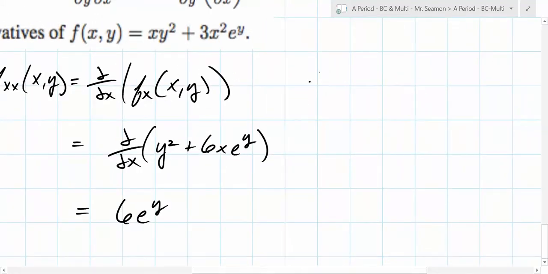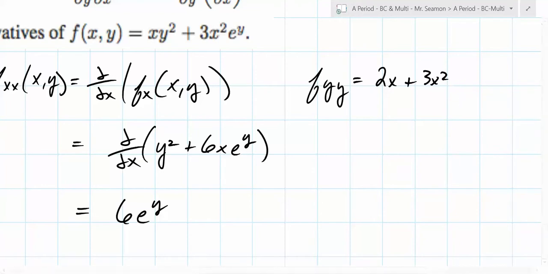So if I asked you for what's fyy going to be, who has that? What is it, Brendan? It's going to be 2x plus 3x squared e to the y. Who agrees? e to the y, right? Not ey. e to the y. Okay. We're good? You got your friends there?